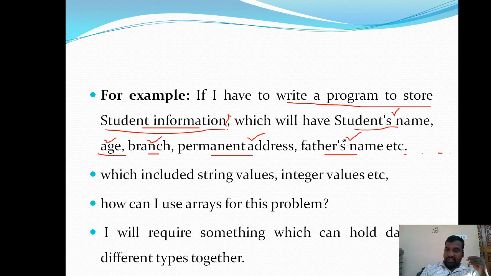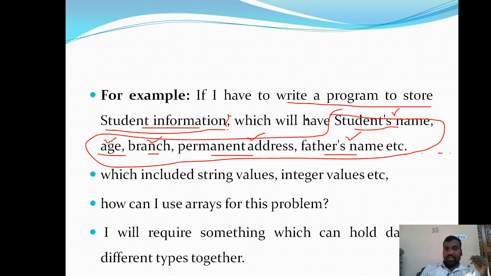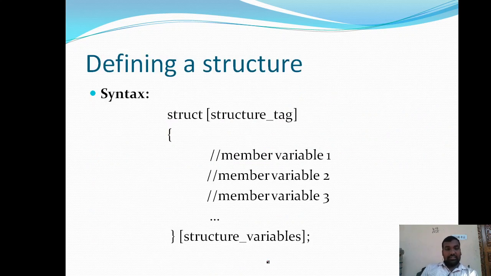Without a structure we cannot accommodate all these things under a single name called student. All these are different fields for student. So we can accommodate all of them with the help of a single name, the student structure. All are explained here. I require something which can hold data of different types together, and that can be done only with structures. So here is the structure definition.